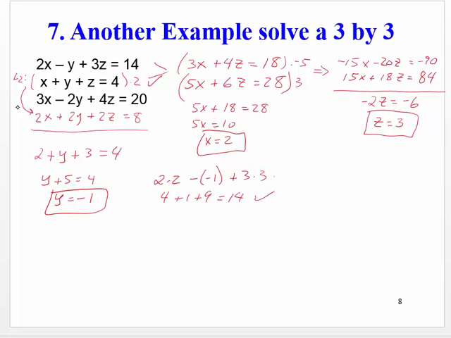This last one, L3. Let's see, we got 3 times x, which is 2, minus 2 times minus 1 for y, and plus 4 times z, which is 3. We got 6 plus 2 plus 12. That's equal to 20. And that one worked too.